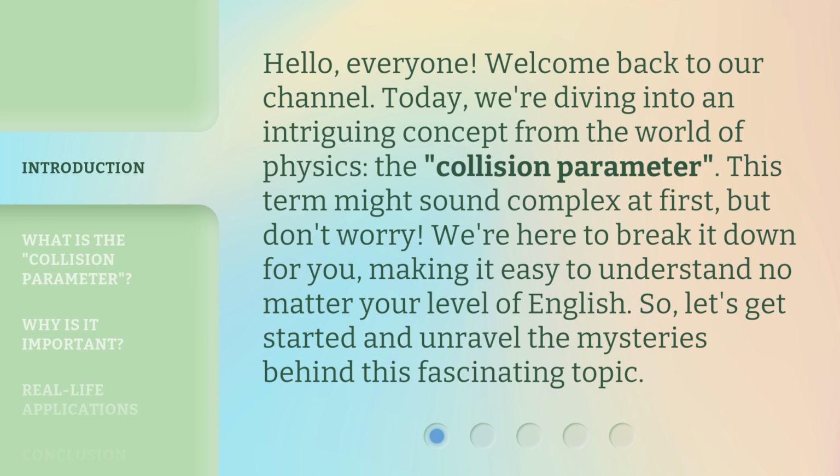Today, we're diving into an intriguing concept from the world of physics, the collision parameter. This term might sound complex at first, but don't worry. We're here to break it down for you, making it easy to understand no matter your level of English. So, let's get started and unravel the mysteries behind this fascinating topic.